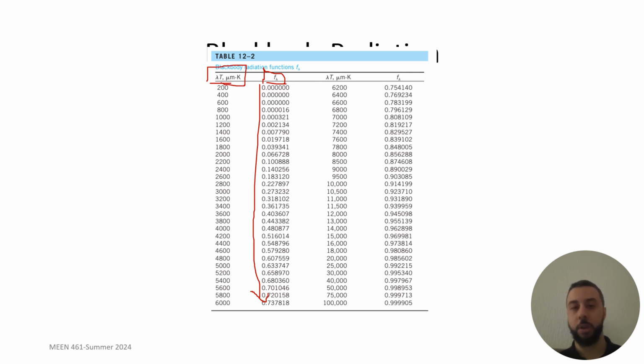And of course, the units are micrometers times Kelvin, where micrometers is usually used for the wavelength, and Kelvin for the temperature. So you find your value here, and for example, if our value is 1000, you'll have a value of 0.0321. So this is just calculating lambda T, comparing it with the table, and getting your value. Sometimes, of course, you'll need to do interpolation if your value is not here. And that's just the nature of using tables. So I believe we have an example on the next slide.